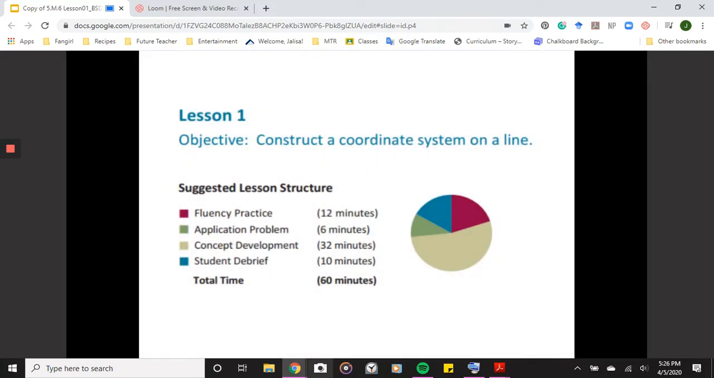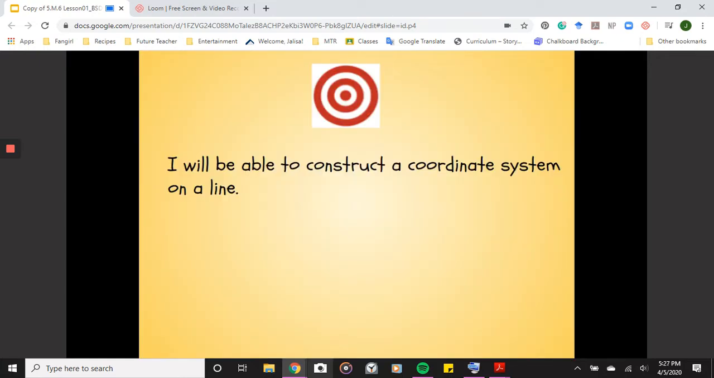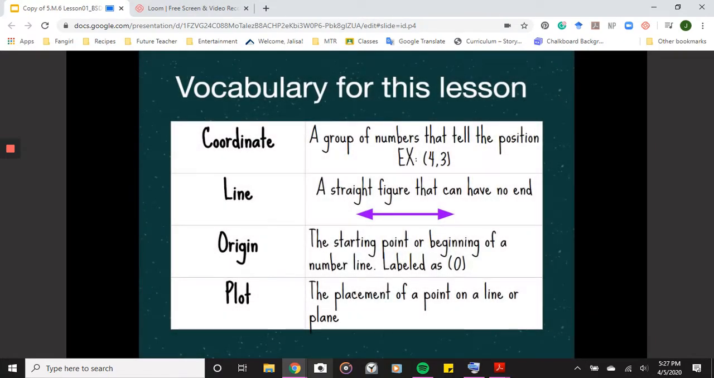Our objective for today, for this lesson, is to construct a coordinate system on a line. Okay? Before we go into it a little bit deeper, I'm going to give you some vocabulary terms that you can write down so that we can understand what's going on a little bit better. All right, so our first vocabulary word is coordinate, and that is just a group of numbers that tell the position.